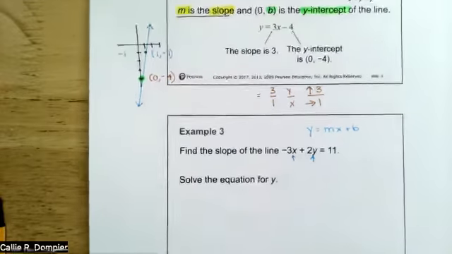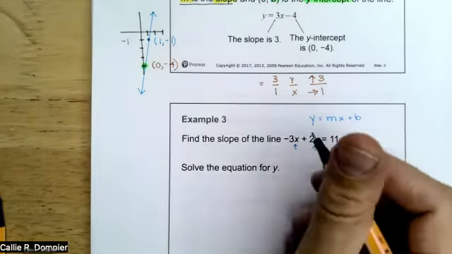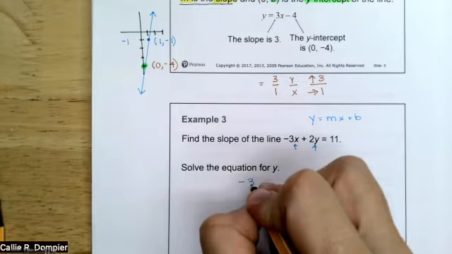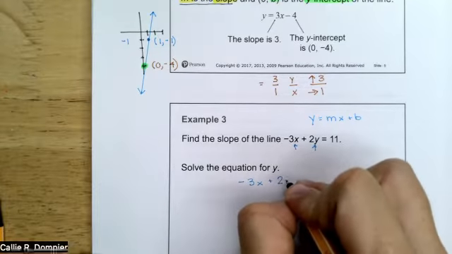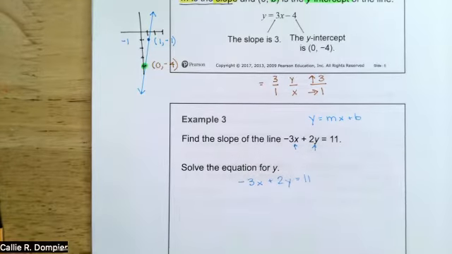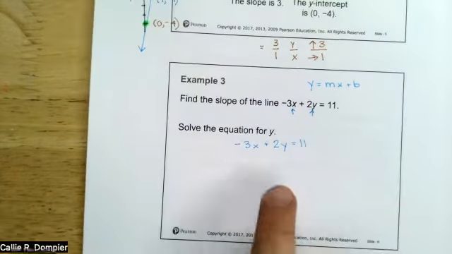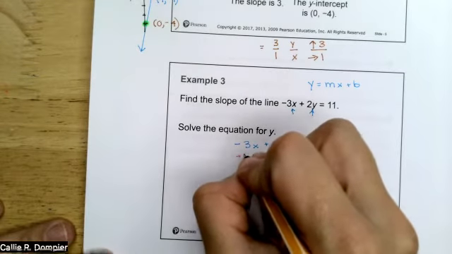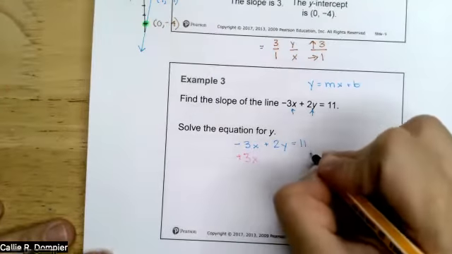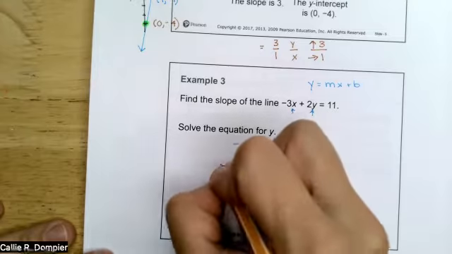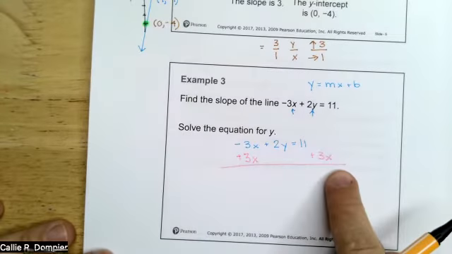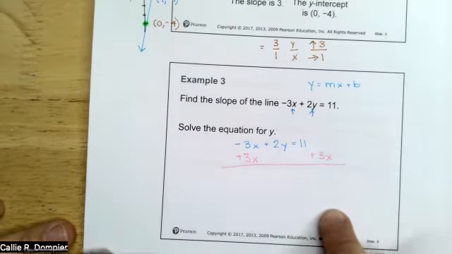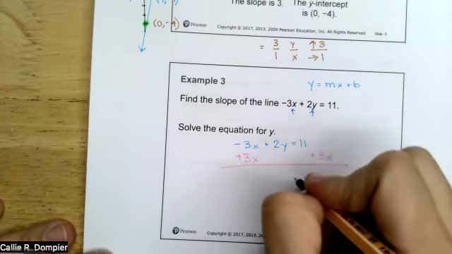And then my slope is whatever x is being multiplied by. Okay. So we're going to solve this equation for y. It was -3x plus 2y equals 11. Good. Let's solve it for y just like we would solve anything else for y. So I'll just move the 3x over by adding 3x. Don't put it under the 11 because those are not actually like terms. 11 and 3x are separate, so they'll just have their own separate categories.